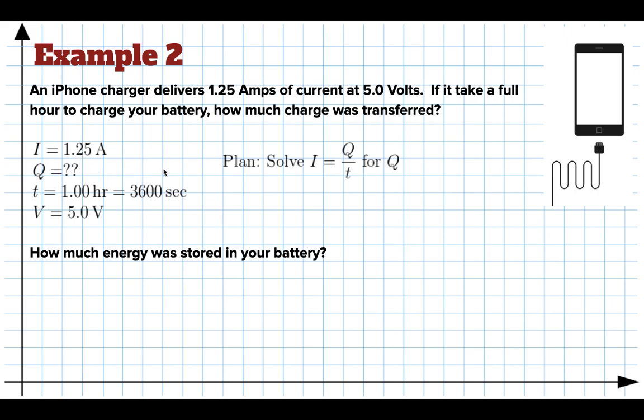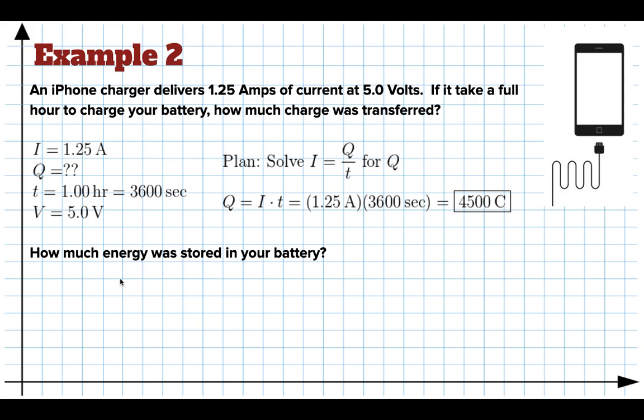So what we're going to do is solve I equals Q over T for Q. We know the current. We know the time. We want to know how much charge is transferred to your iPhone. So to do that, we simply solve this for Q. So Q is equal to I times T. Take the current, 1.25 amps. Now remember, amps is coulombs per second. So if you have 1.25 coulombs every second times 3,600 seconds, you get 4,500 coulombs of charge. So it takes 4,500 coulombs of charge to completely charge up your iPhone battery. All right.